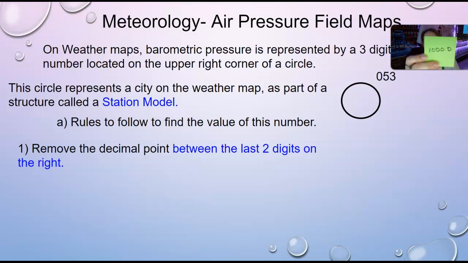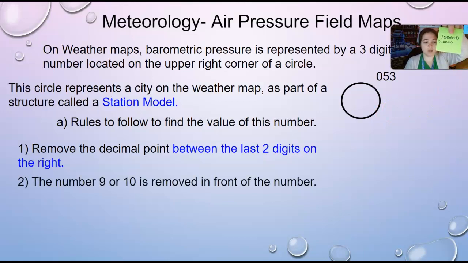So we're going to have this right here. This is going to be my millibars, 1,000. The first rule when we are looking at these is you have to remove the decimal between the last 2 digits on the right. So I'm going to remove that decimal. So this is going to be step 1. Now that I've done that, it now looks like that.